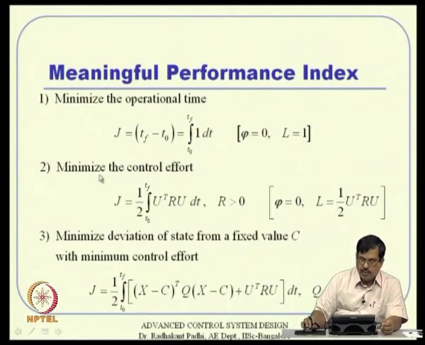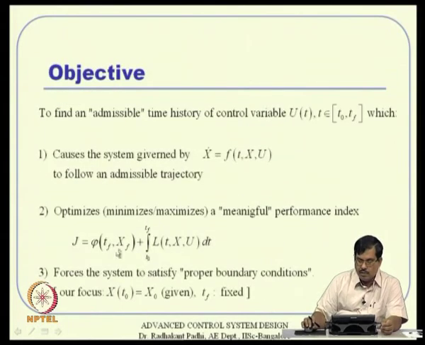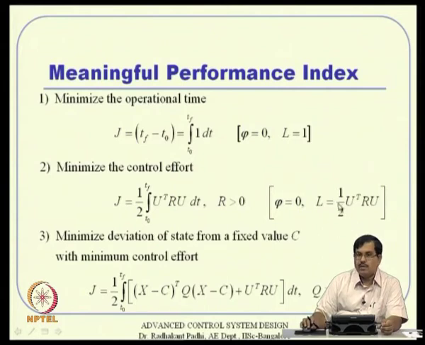So, to minimize the control effort, we want to minimize such a quadratic term. And similarly, if you select this cost function that way, then if you go back, phi turns out to be 0 and L turns out to be this one, half of U transpose R U.